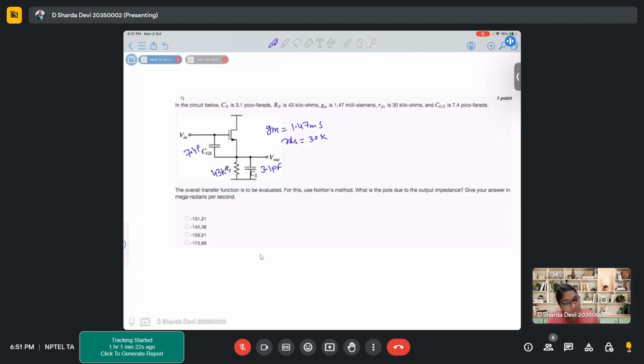What is the pole due to the output impedance? Give your answer in megaradians. So what is the pole? What do we understand by pole? How do you find the value of a pole? Here it says pole due to output impedance. So how do we write that pole? What is the value of a pole? We discussed this, right?